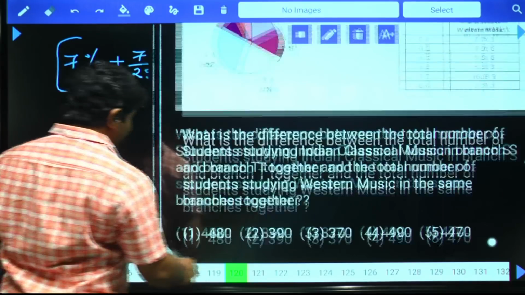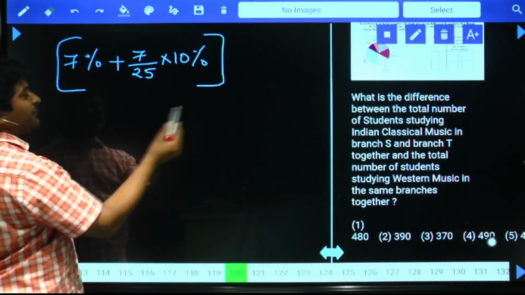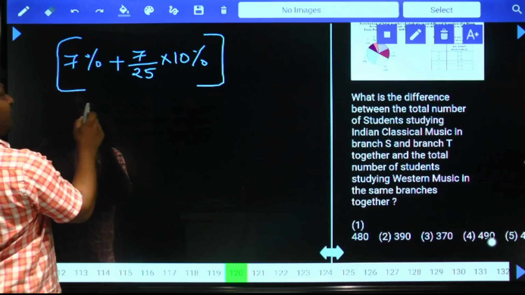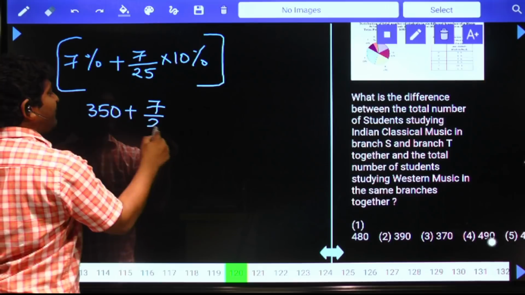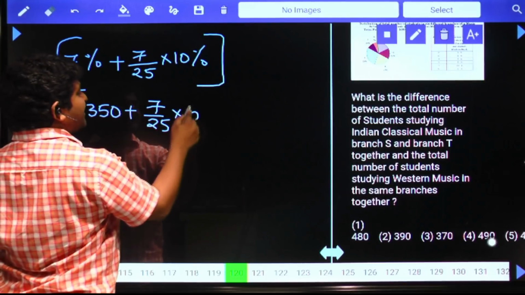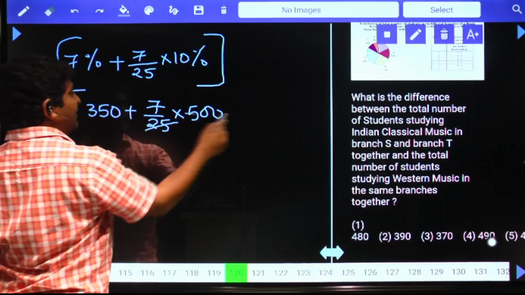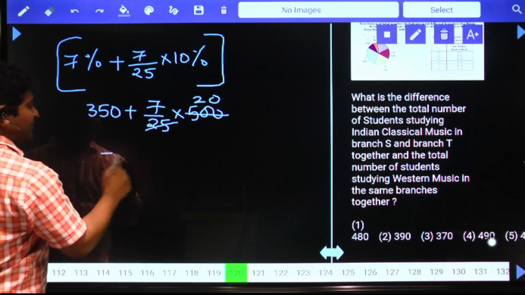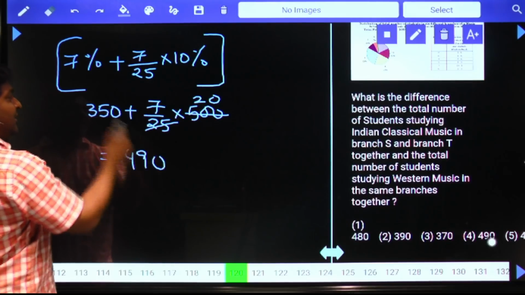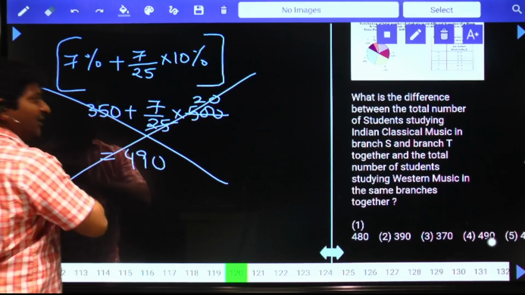You can do it that way. Otherwise you need to calculate this. You know that 1% is equal to 50. 7 into 50, 350, plus 7 by 25 into 10%. 10% is equal to 500. 25, 20 times. 7 twenties is 140. 350 plus 140, 490. This simplification is not at all required.